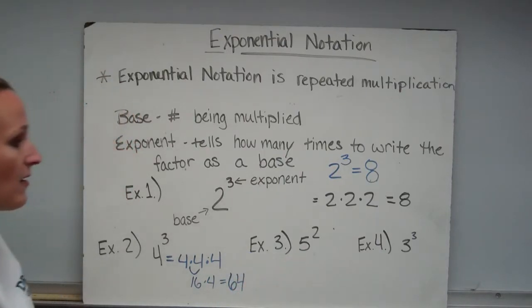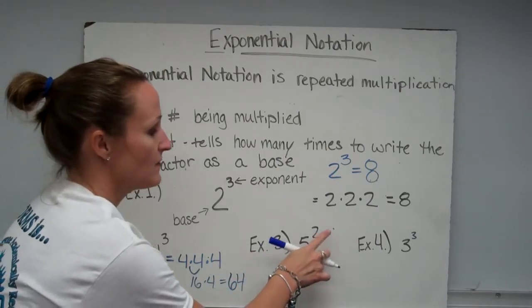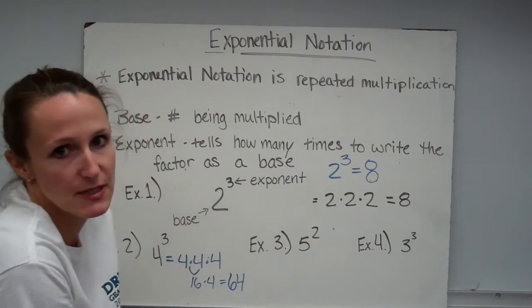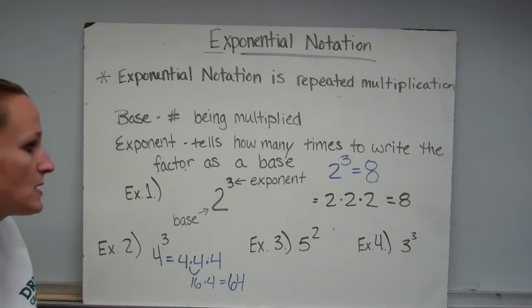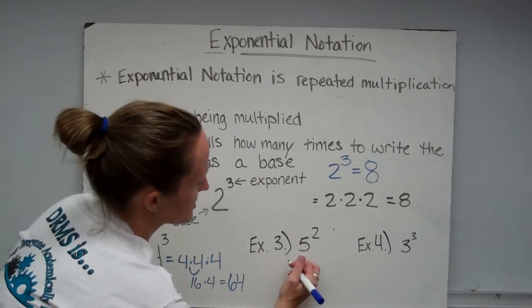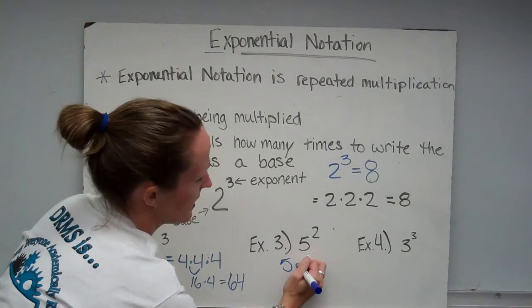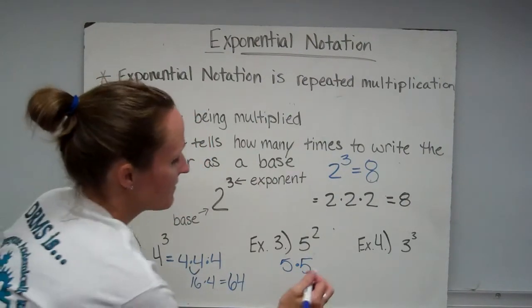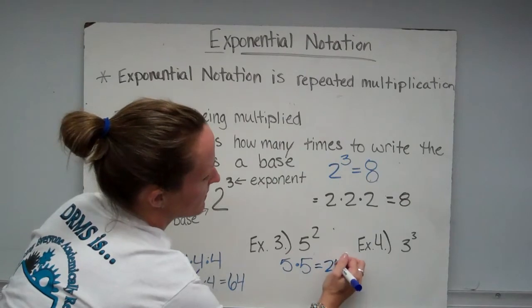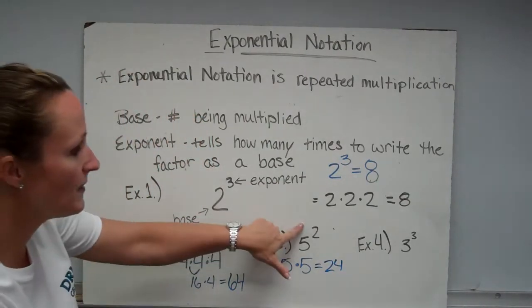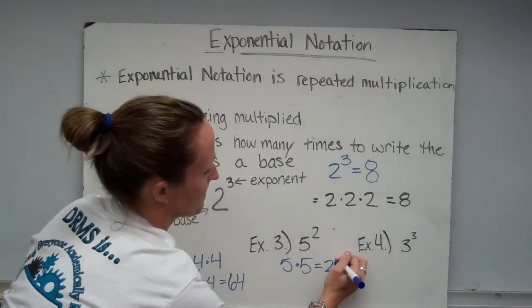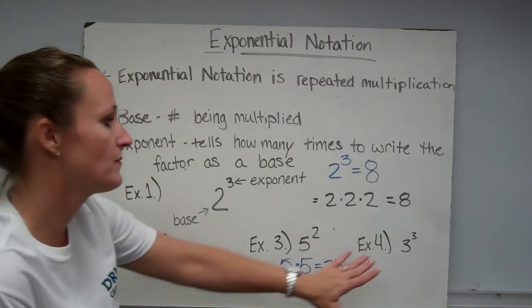All right, what about this one? 5 to the second power, also known as 5 squared. When there's a 2 in the top, we say squared. If it's a 3, we say cubed. So 5 squared, which is the same as 5 times 5. And we all know 5 times 5 gives us 25. So 5 squared gives us, what? 25.